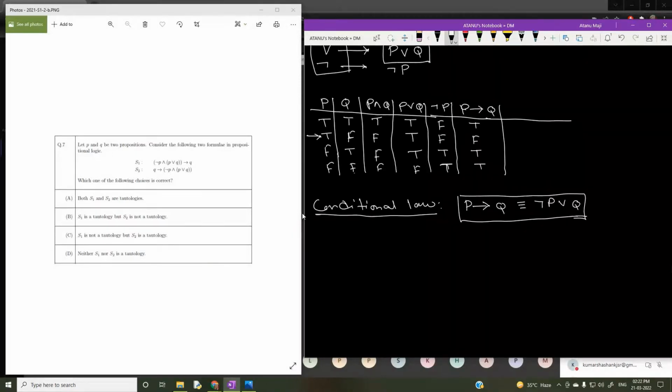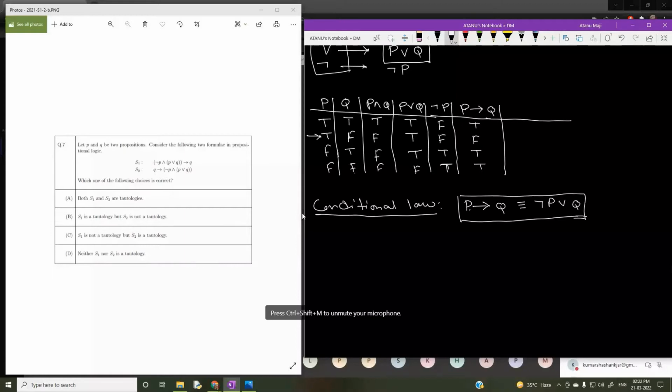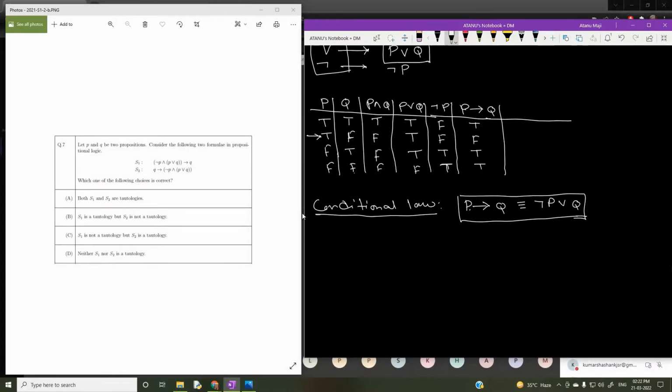Now, the next symbol we should know about is the biconditional. Biconditional means that P implies Q and Q implies P. If these two things are happening simultaneously, in place of that we can use the biconditional symbol. So we can write another law, that's the biconditional law.